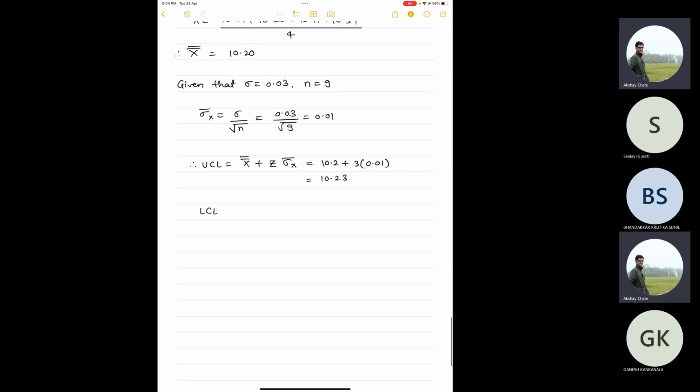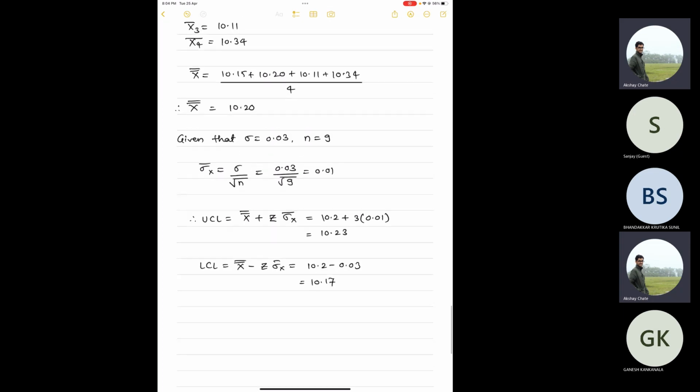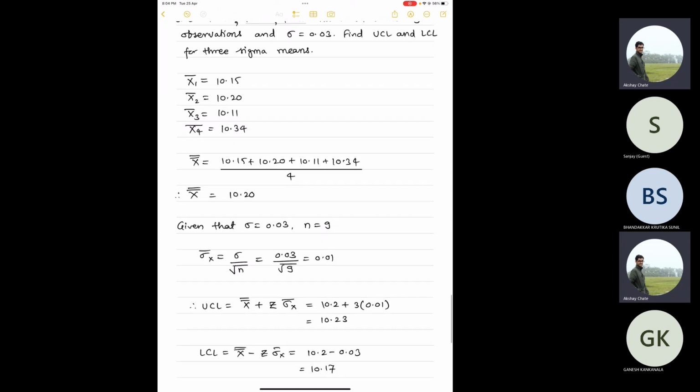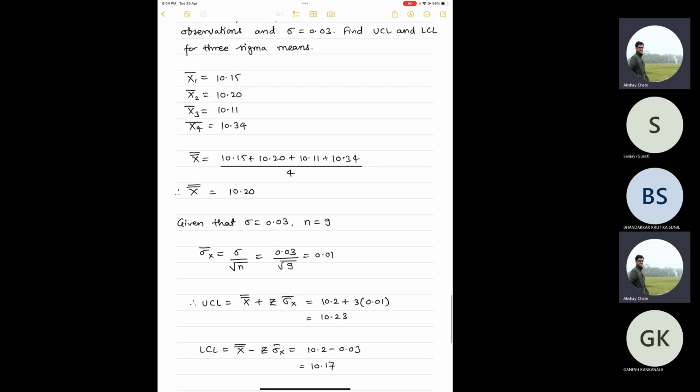Similarly, LCL will be the same, only there will be a minus sign here. It will be 10.2 minus 0.03, so this will be 10.17. So now you go back and see. So these are your limits, right? 10.23 and 10.17.